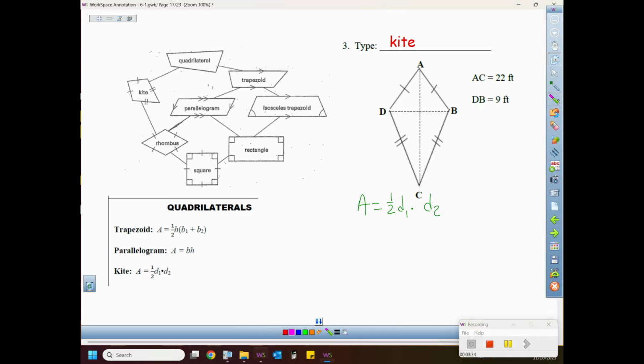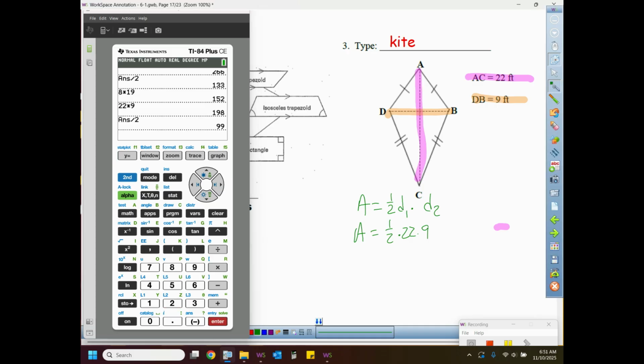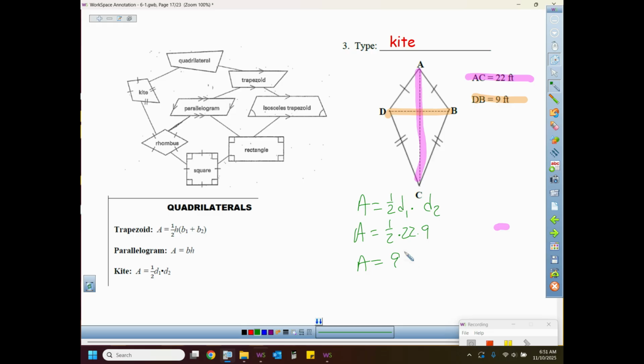So they tell us the distance from A to C is 22, and then they tell us that the distance from D to B is 9. Those are the 2 diagonals in this case. So it doesn't matter which one is which. One of them is 22, and one of them is 9. So we can do the same trick. We can do 22 times 9, hit equals, and then divide by 2 if we'd like, and get the area of that to be 99 square feet. So those were the 3 formulas that were on our yellow card.